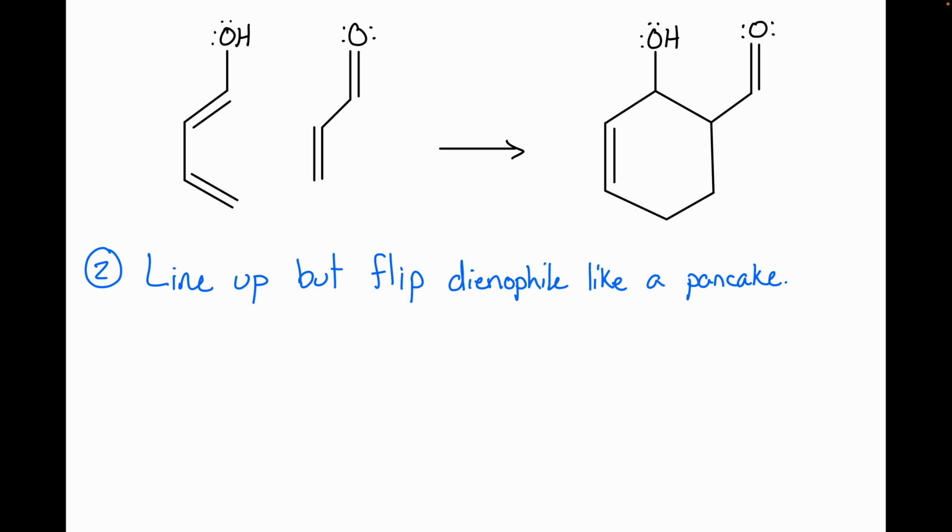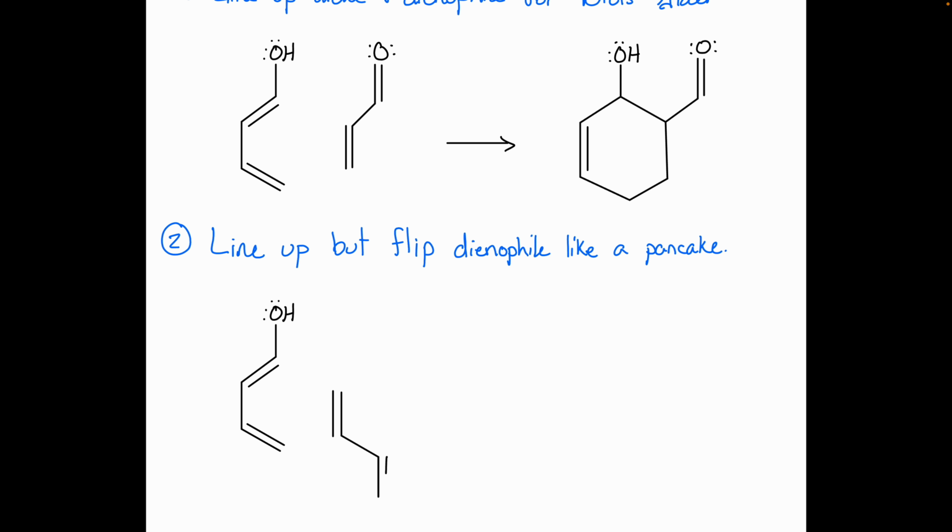Now, I still want that double bond aligned. So again, we're going to keep one of these the same. But now my dienophile, I'm going to point in the opposite direction. So now that carbonyl bond is not pointed up, it's pointed down. All right, and now you're going to take me with this orientation, take me to my Diels-Alder product.